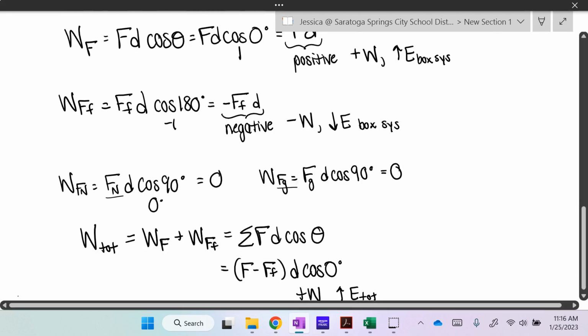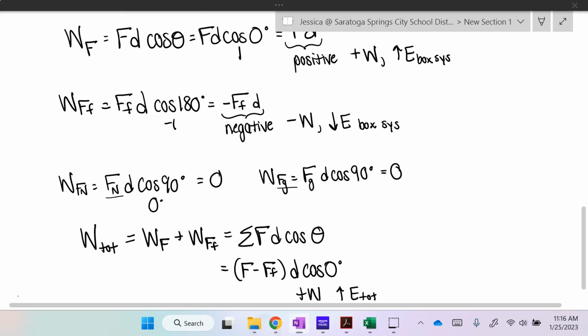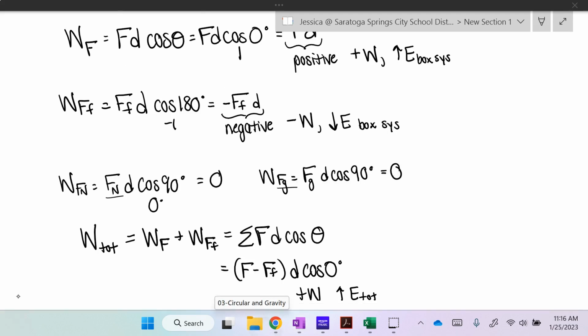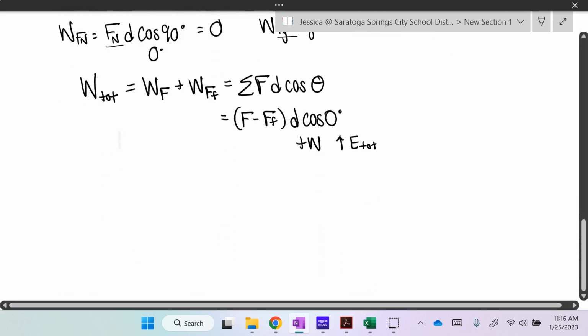So yes, the friction force alone would decrease the total energy of the system, but because this applied force does more work, the total energy of the system overall increases. Okay? Now, if there wasn't an applied force, or if the applied force was less than friction, then my energy would likely decrease. Okay? So that's total work.